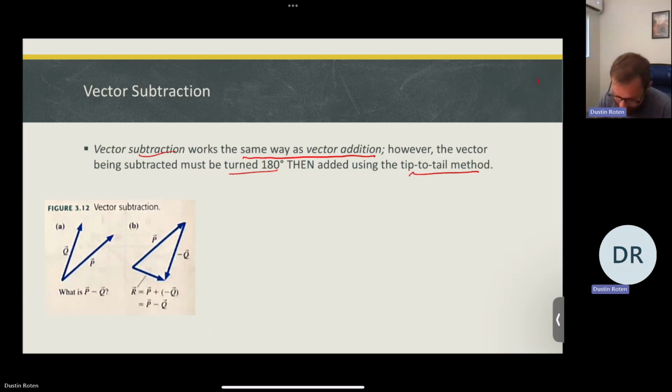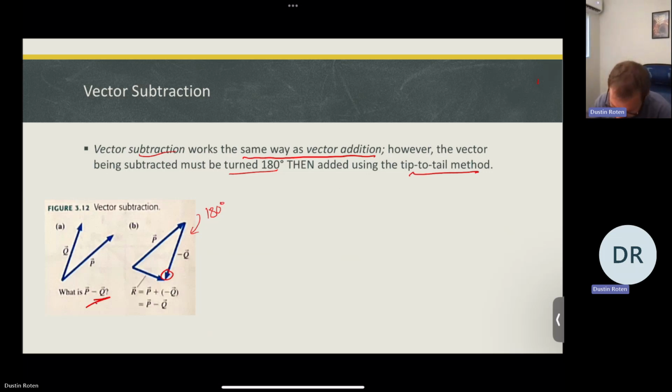So let's take a look at this example here. We have q and p, both pointed, you could imagine, in the positive x and positive y direction, but we're subtracting q, which means we have to flip it 180 degrees. And that was done here. You can see that q now points in the opposite direction. It's got to stay perfectly parallel to its original self. It's just got to be flipped. And that happened. So now we do the tip to tail method.